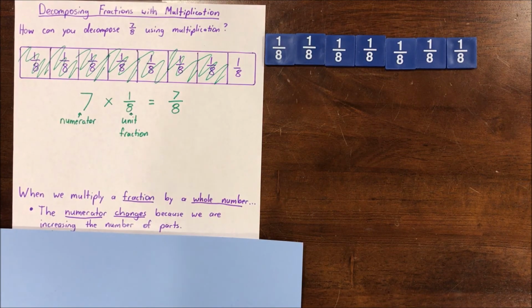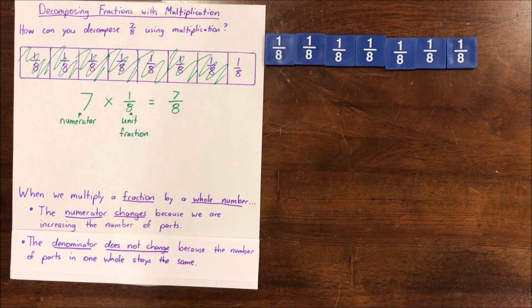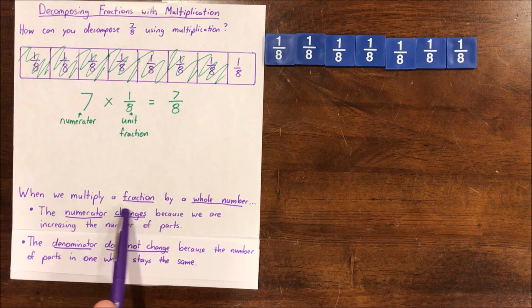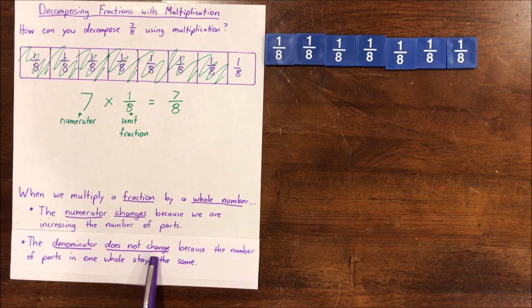So this is our last key point. Read it with me. When we multiply a fraction by a whole number, the denominator does not change because the number of parts in one whole stays the same.